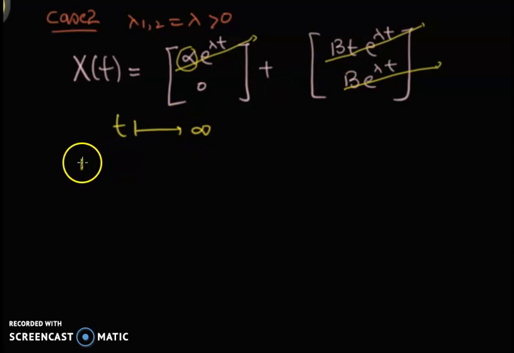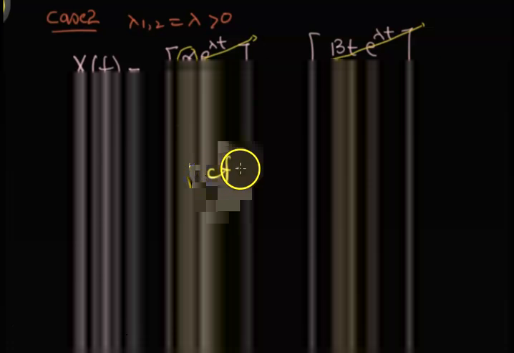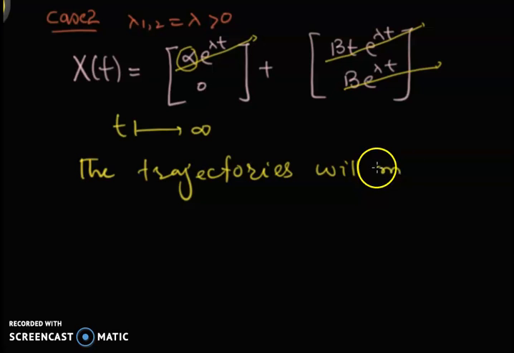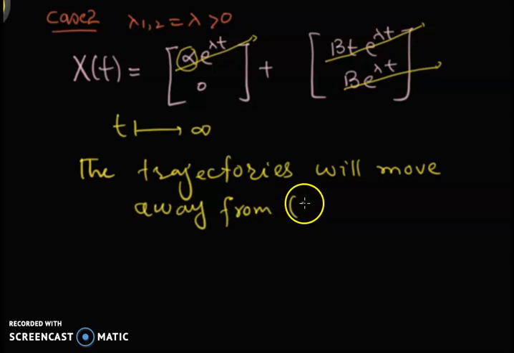So in other words, the trajectories will move away from the origin (0, 0) for lambda greater than 0. When lambda is greater than 0, the solution trajectories x of t will be moving away from (0, 0).